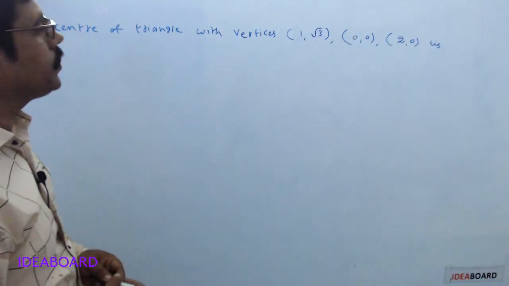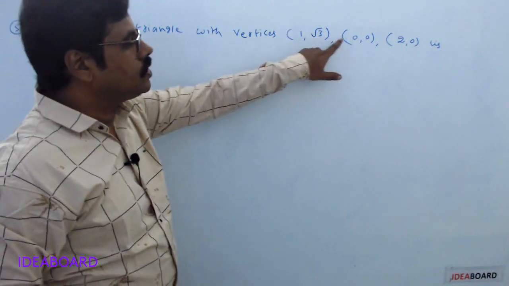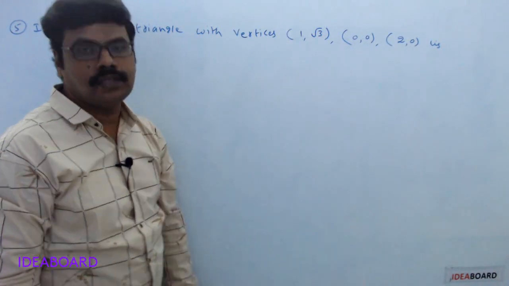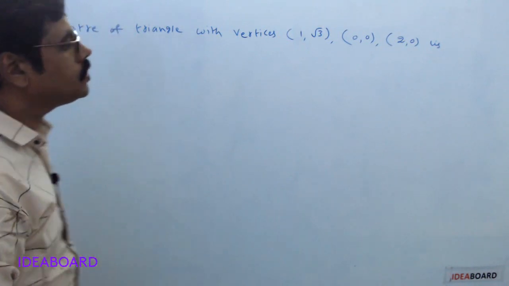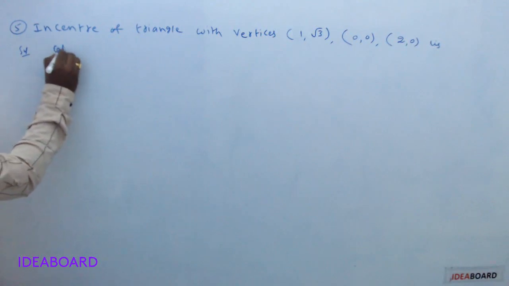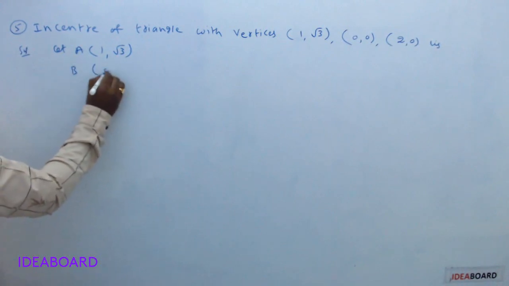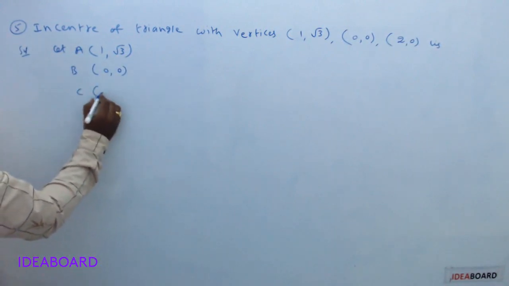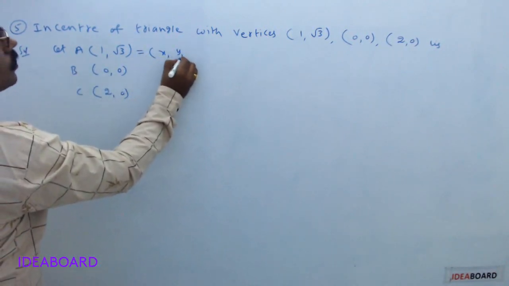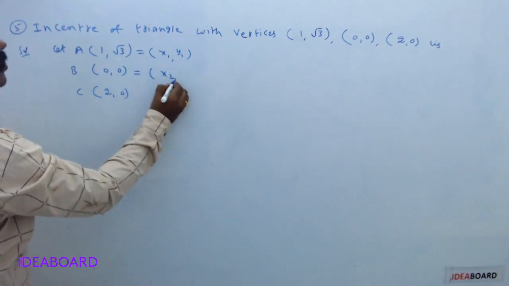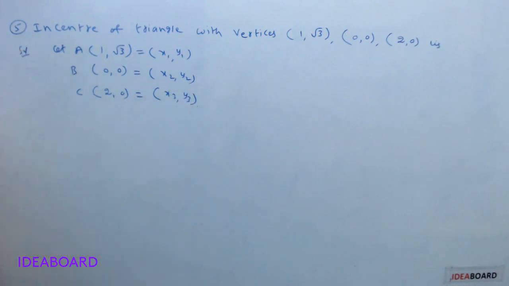Now come to the next problem. Find the incenter of the triangle with vertices (1, root 3), (0, 0), (2, 0). First denote the given points as A, B and C. So let the given points be A (1, root 3), B (0, 0), C (2, 0). Now denote the coordinates of A as (x1, y1), coordinates of B as (x2, y2), coordinates of C as (x3, y3).